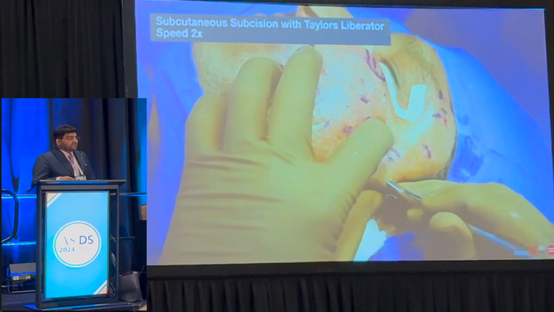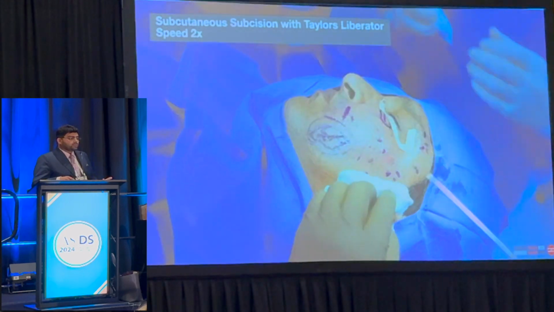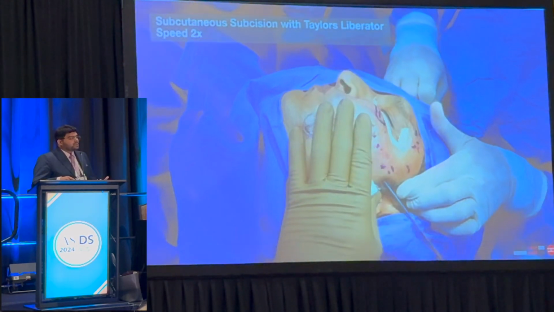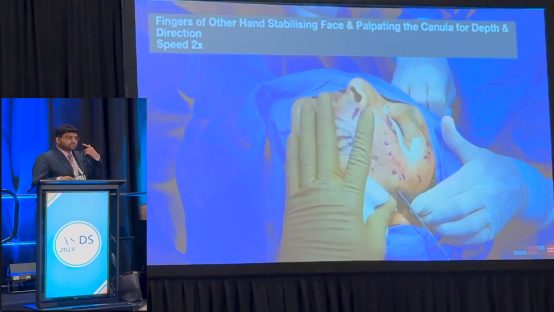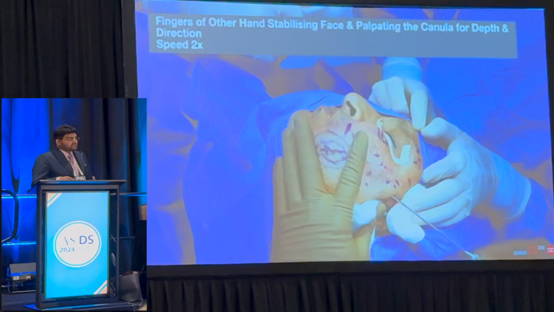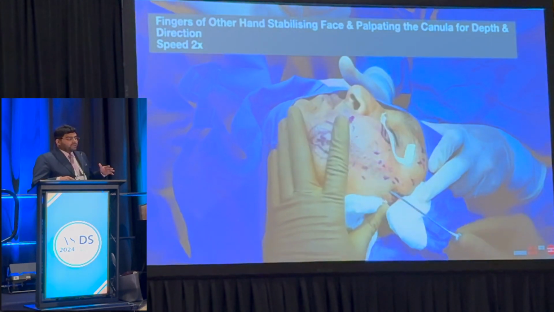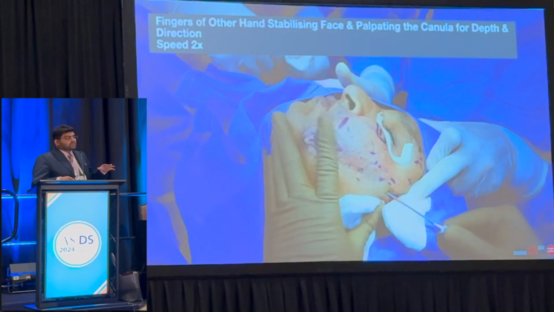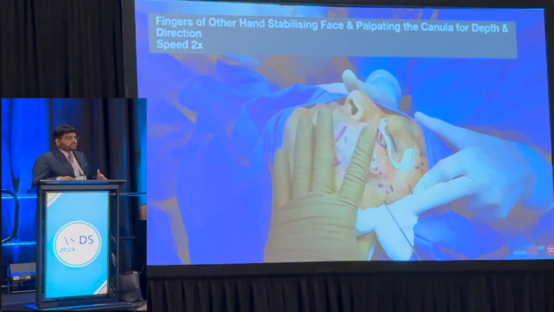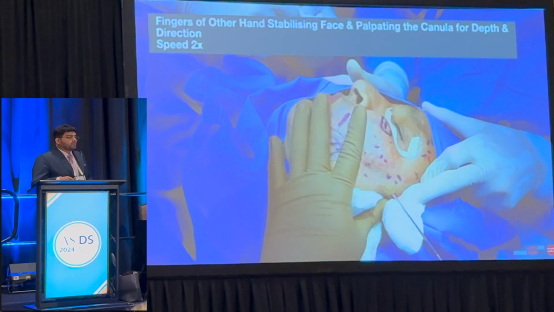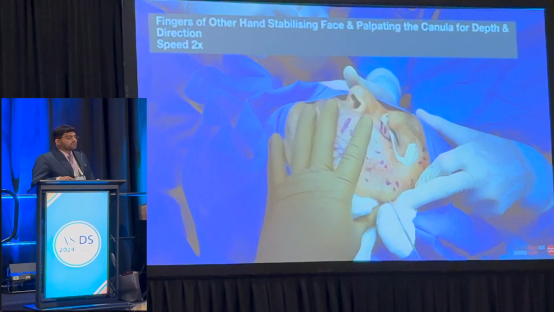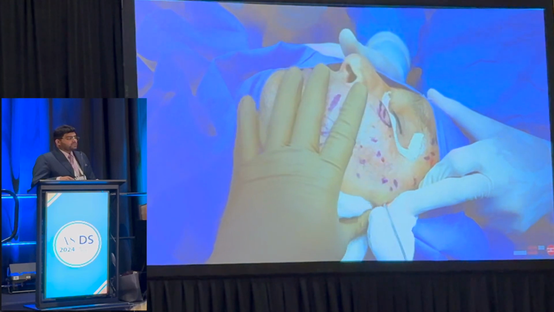The anesthesia concentration I've used is commonly available. Once that is done, the entry point is made. When you want to do subcutaneous subcision, my preferred method is the Tailor liberator, inserting it from near the ears, and then with one entry point we are able to access the whole area. The other hand acts as a good guide to understand the depth at which the device is and what direction it is going in.